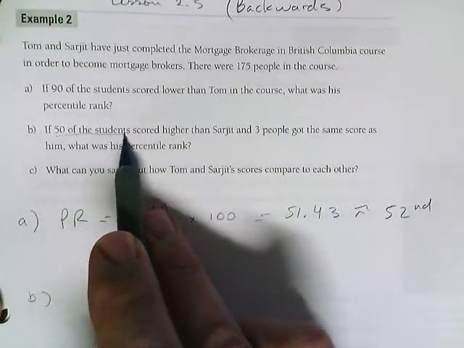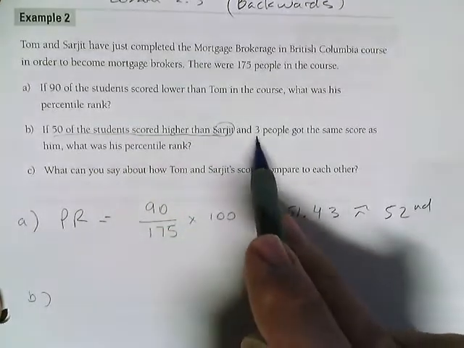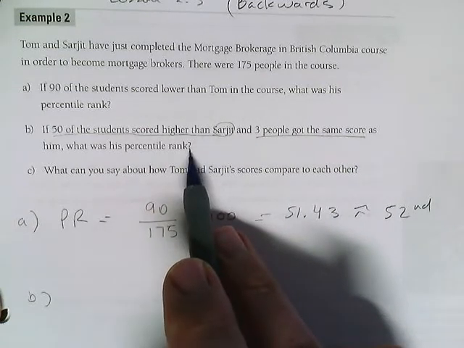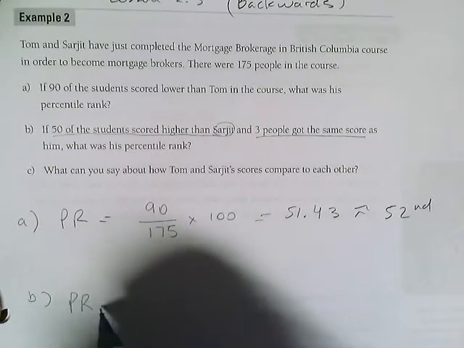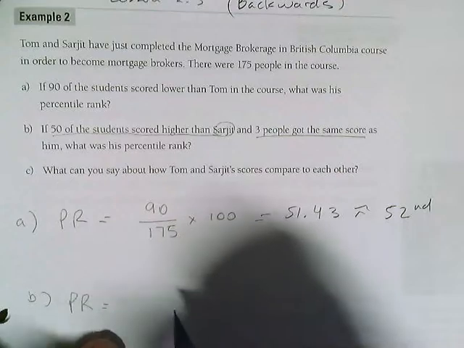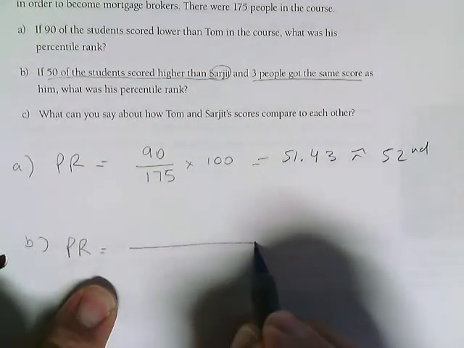B, if 50 of the students scored higher than Sarjeet, so they're gonna trick you a little bit. 50 of the students scored higher than Sarjeet. 3 got the same score as him. What was his percentile rank? So we're talking Sarjeet now, okay? You want lower. How many scored lower, right? So you have to use what you know here.